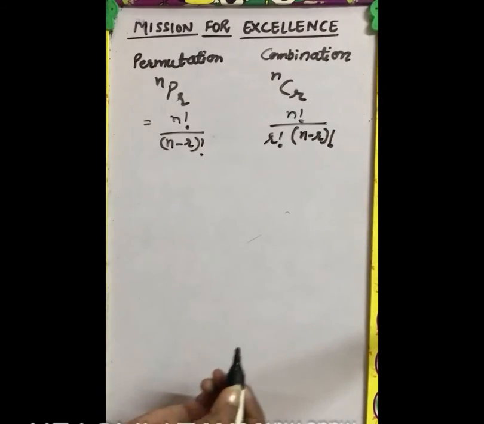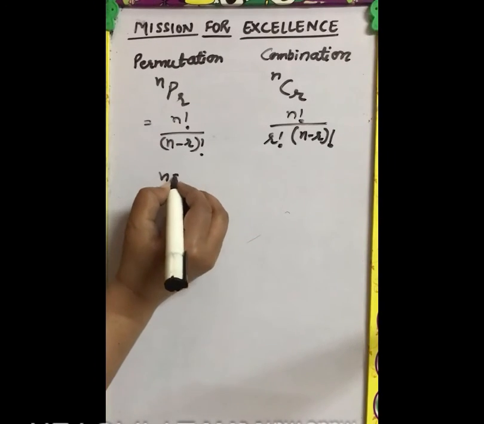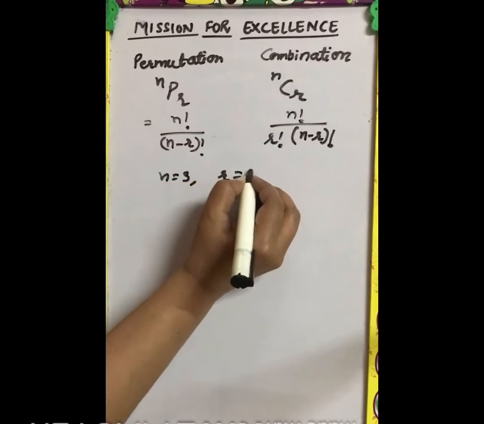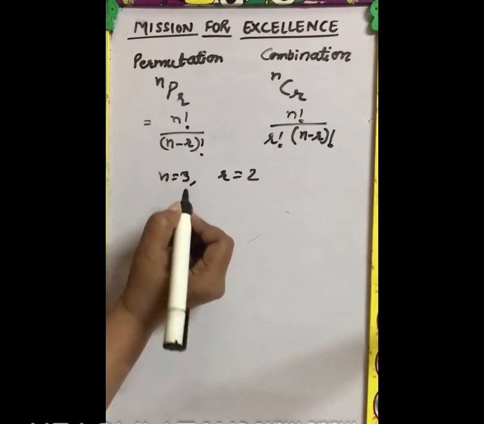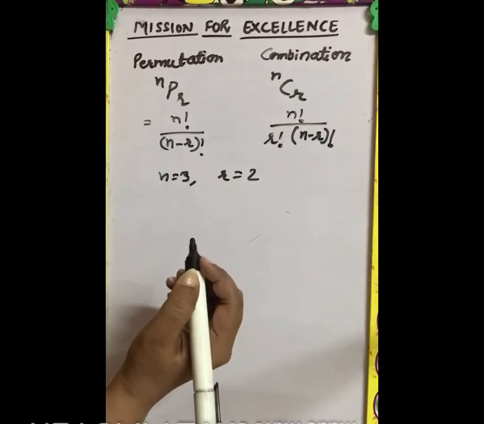So let us take this example again, the example of flags. We had 3 colors and we have to take 2 at a time. So value of n is 3 and r equal to 2. So let us calculate nPr and nCr in both cases.